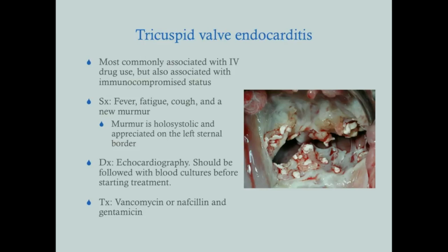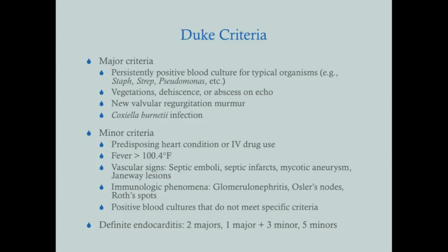So I did a lecture on endocarditis. You can go back and refer to that if you want to hear my voice talking about endocarditis to you for half an hour. The Duke criteria are commonly used for endocarditis. You get a list of major criteria, a list of minor criteria, and basically if you have 2 of the major criteria, 1 major and 3 minor, or 5 minors, then it's considered definite endocarditis.